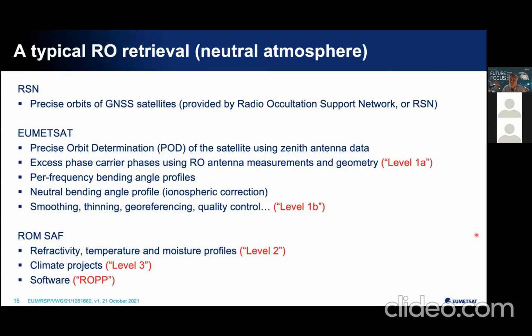And then the ROM stuff, radio occultation meteorology stuff, comes into place, because they take our level 1B products and then they do higher level products, in particular this refractivity or refractive index, and temperature and moisture profiles that we call level 2. And then they have climate products, you know, zonal means, height of so many hectopascal, that's I think called level 3. And they also provide software that you can use to process the data yourself, like the radio occultation processing package that Ian will talk about later today.